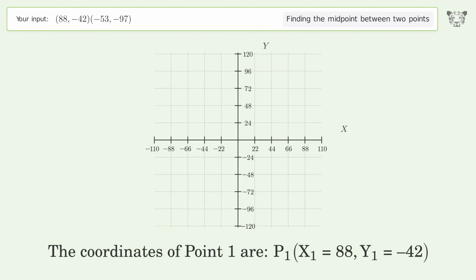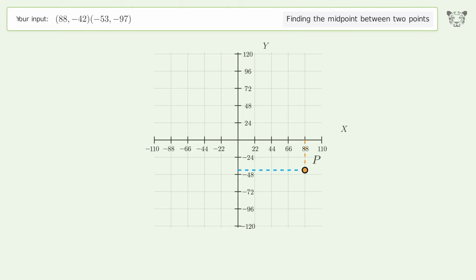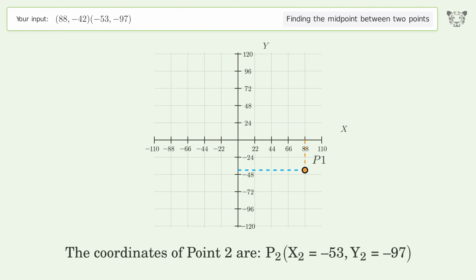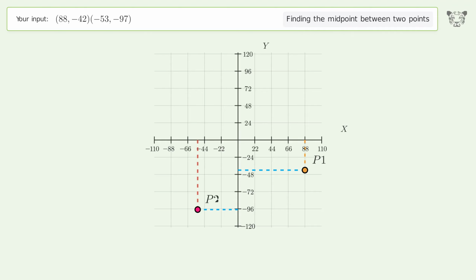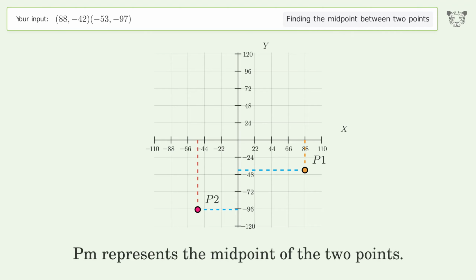The coordinates of point 1 are, x1 equals 88, y1 equals negative 42. The coordinates of point 2 are, x2 equals negative 53, y2 equals negative 97. PM represents the midpoint of the 2 points.